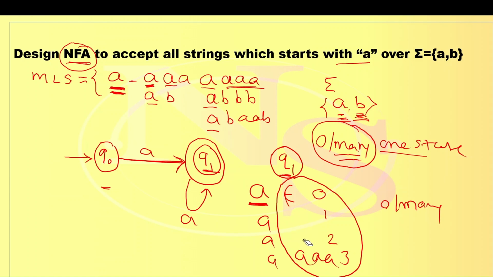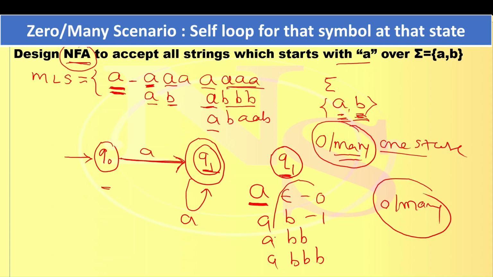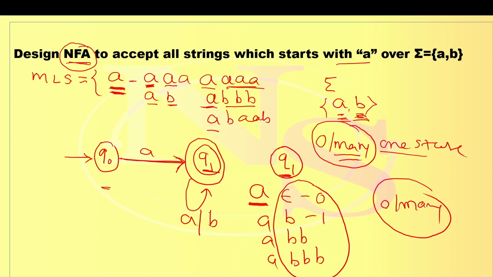Similarly I can design for B. Because the string starts with A, there may be more than one B. So the string has started with A. After this one B can come, or two B's can come, or 3 or many more B's can come, or no B's are coming, which means epsilon. So Q1 is looking for zero B's, 1 or 100. That's zero or many. If zero or many B's, then a self loop. And this becomes our final NFA.